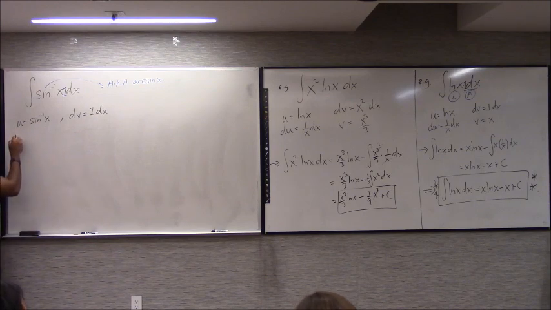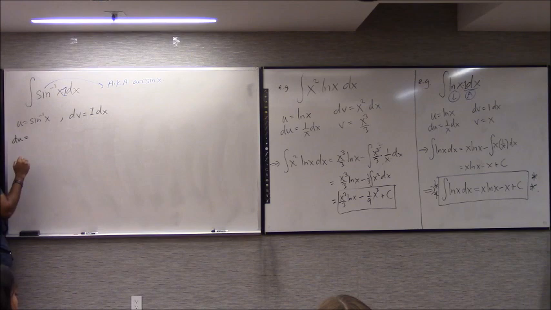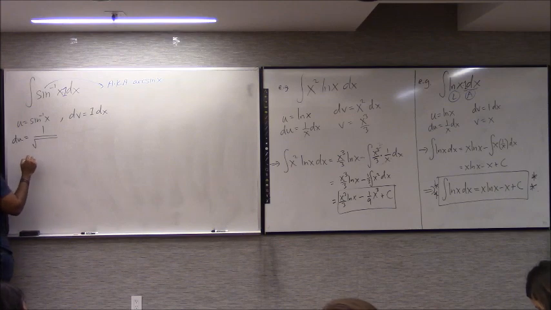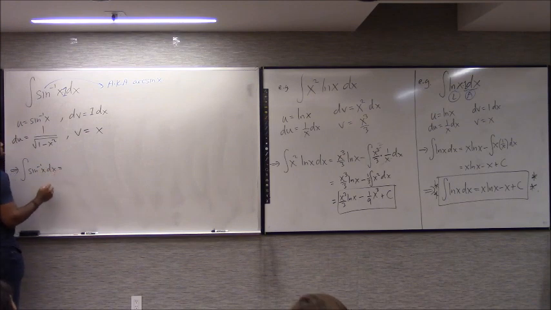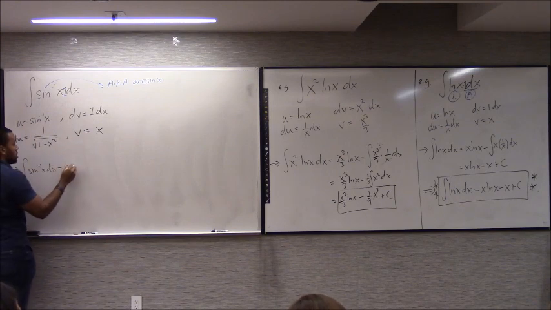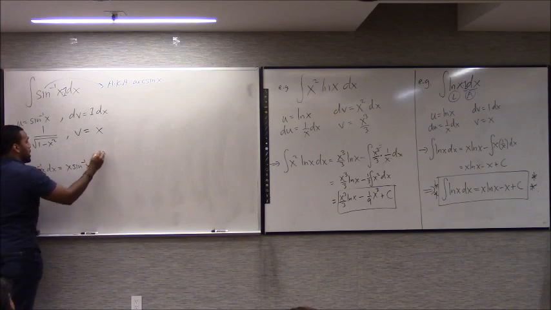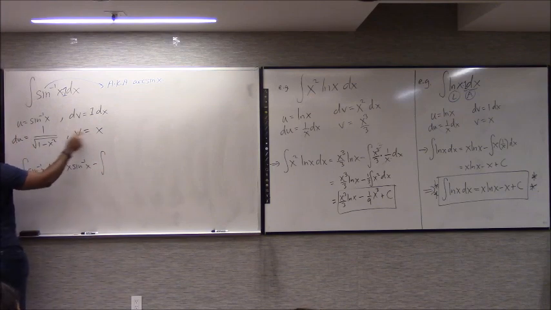What is the derivative of sine inverse? One over radical 1 minus x squared. Integrate 1. Well, that's just x. So the integral of sine inverse of x dx is going to be u times v minus the integral of v times du.